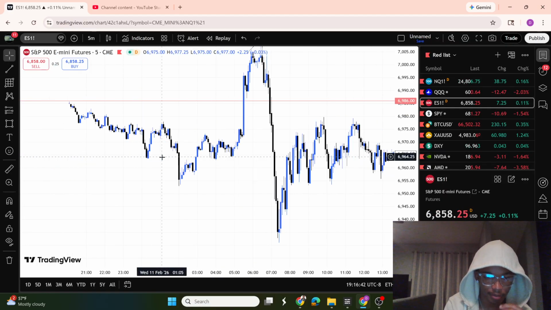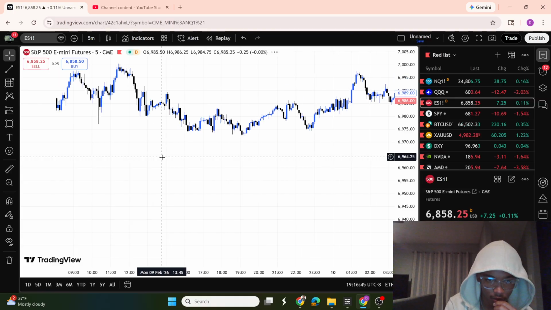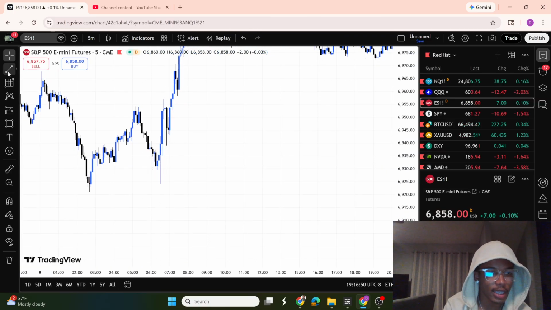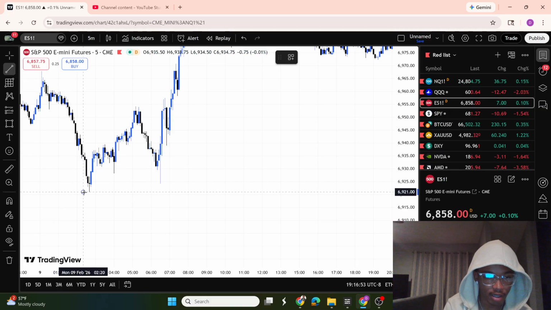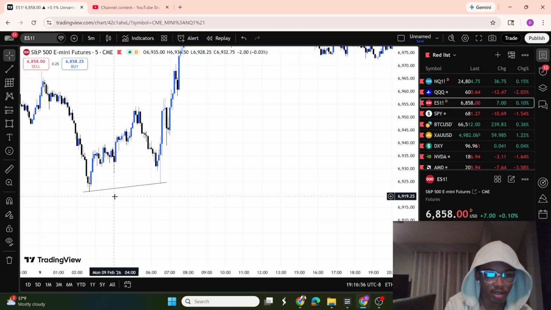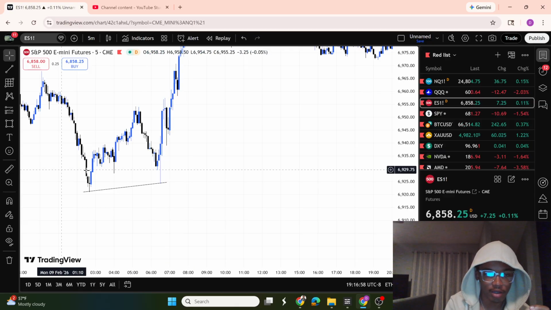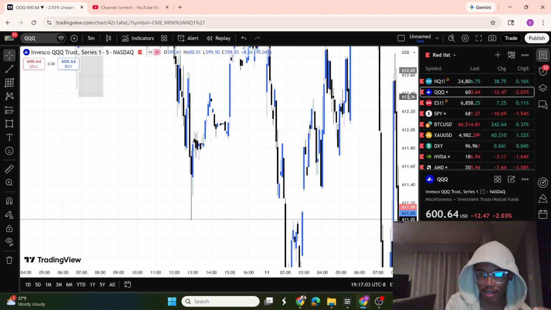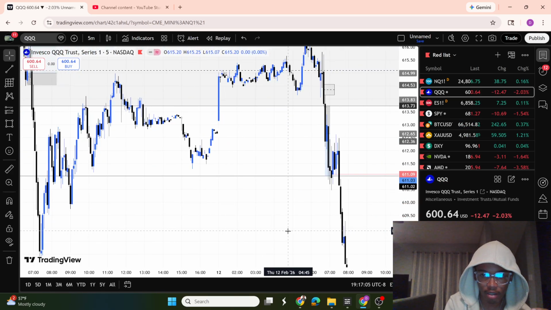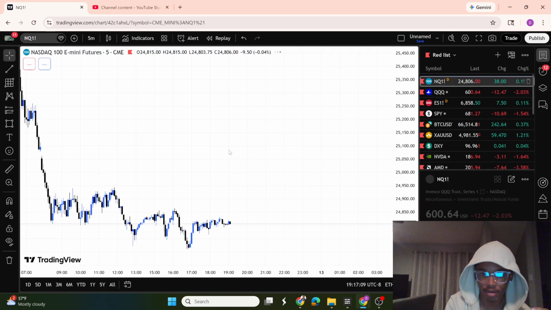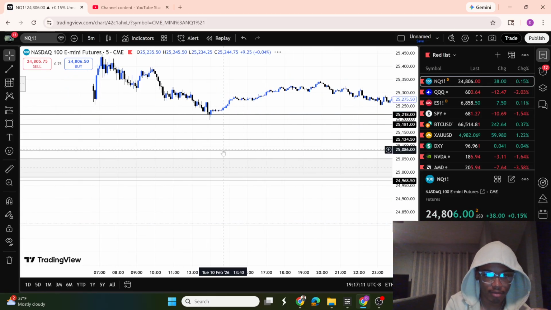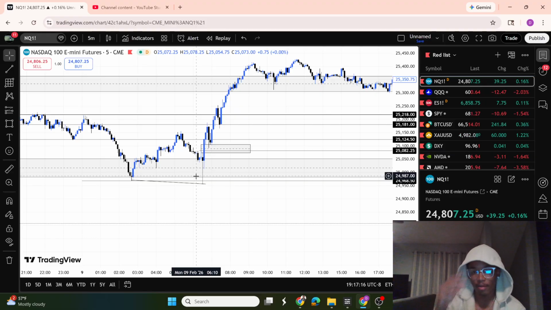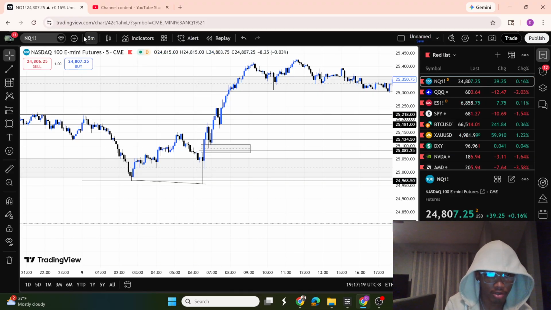Where's Monday? Okay, boom. You can see ES makes a higher low than NASDAQ. So what this is telling me is, okay, ES already took out this level of liquidity and is already moving higher. NASDAQ is just lagging behind. So this is telling me, okay, boom, NASDAQ is next. So now I'm going to go to the 1 minute.